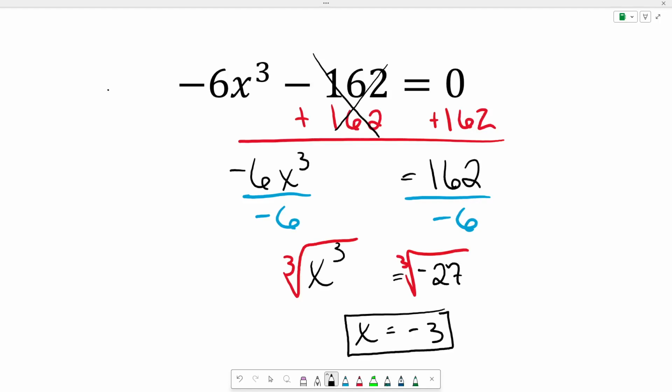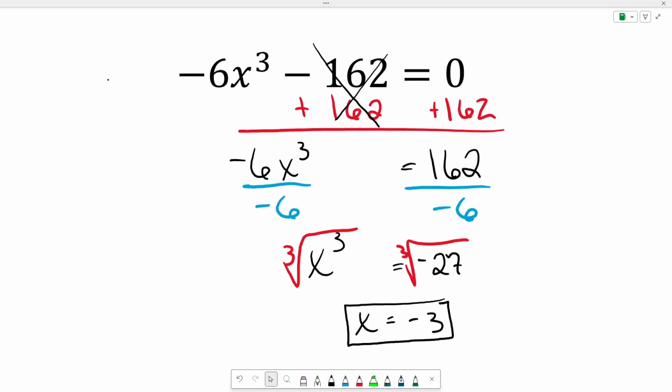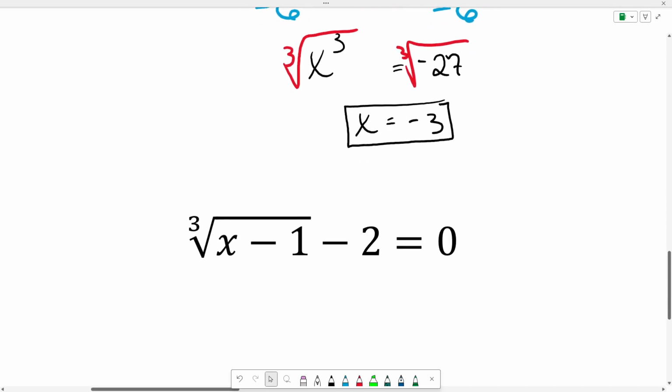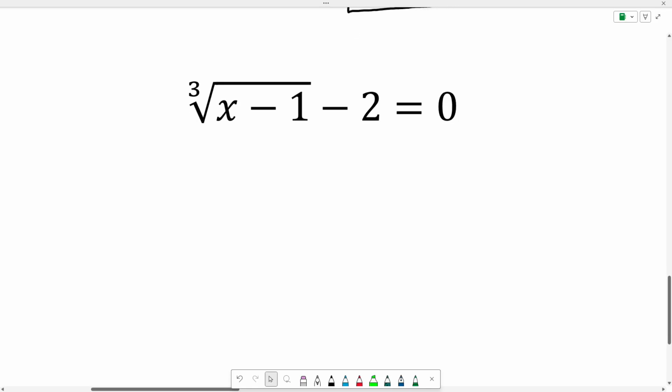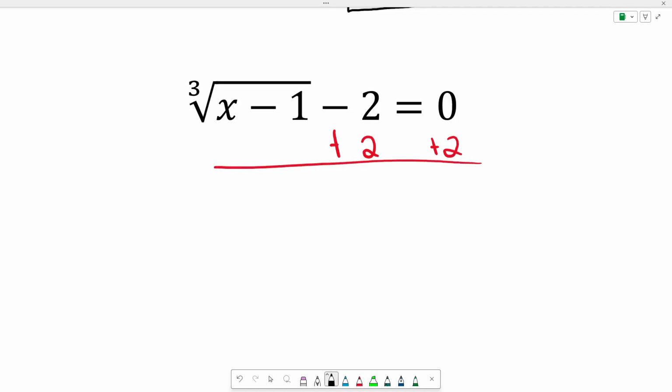Now looking at another example. So far we were dealing with x cubed, but we can do the same thing if it's a cube root problem. Step 1, isolate the cube root. I've got to get rid of the minus 2, so I'm going to add 2 to both sides. I now have the cube root of x minus 1 is equal to 2.